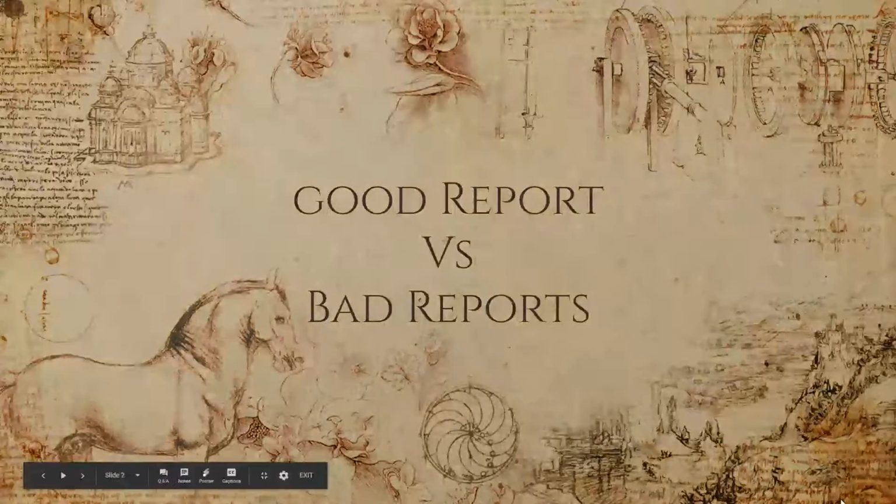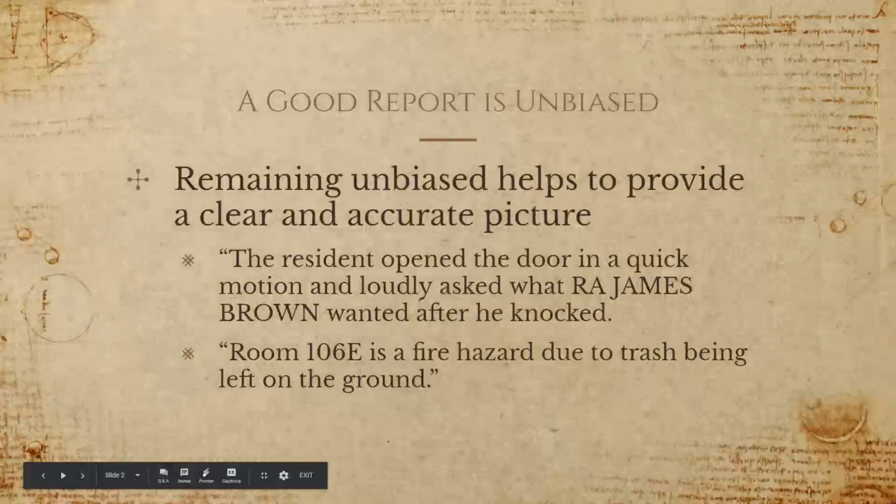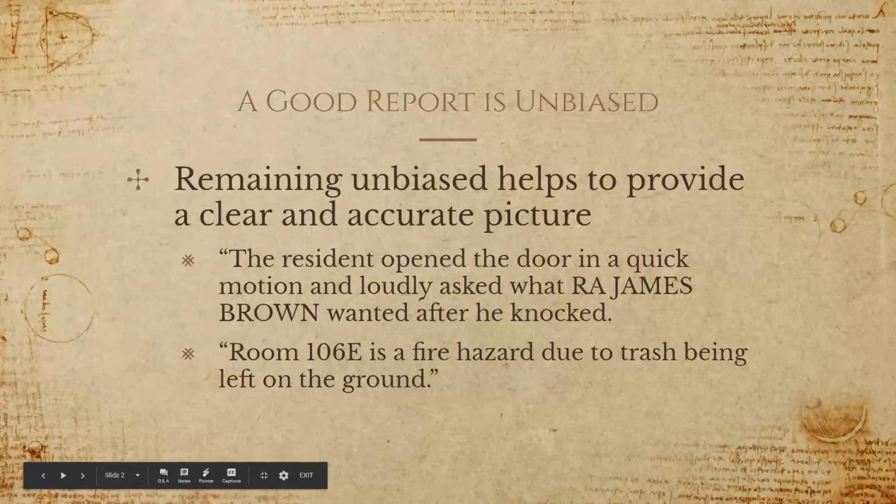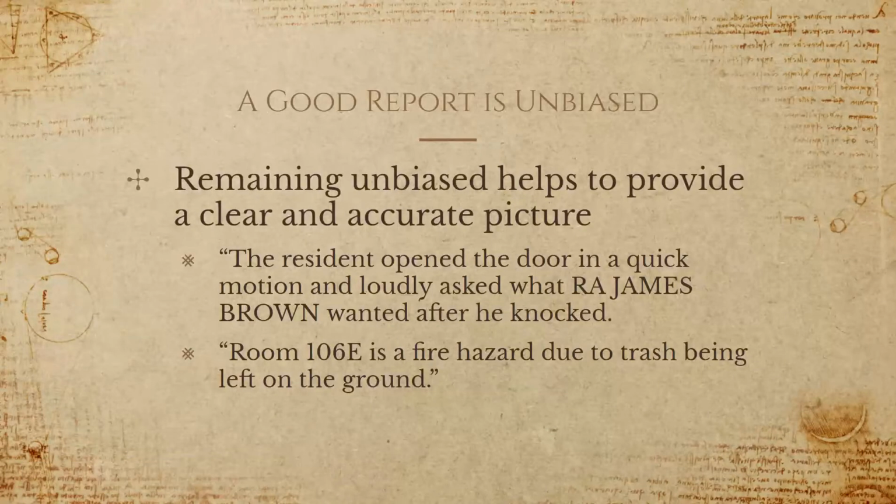So to jump things off, the first thing that you should note is it's very important when writing reports to remain unbiased. What this means is you're driving your narrative based on facts as opposed to opinions, assumptions about people, other things like that. So a couple examples: a resident opened the door in a quick motion and loudly asked what R.A. James Brown wanted after he knocked. Or room 106 East is a fire hazard due to trash being left on the ground.